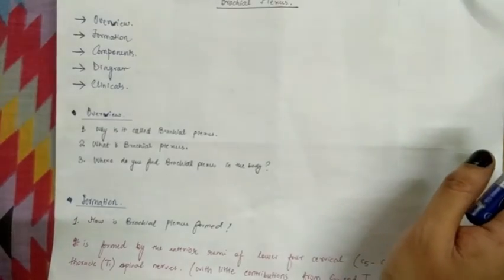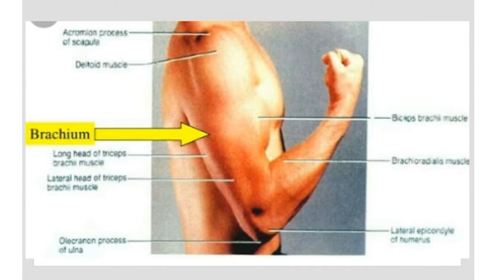Now brachium implies the part of the arm between the shoulder and the elbow. See, this is the image of the body, and the brachium implies the part between the shoulder and the elbow. Here you will find the brachial plexus.